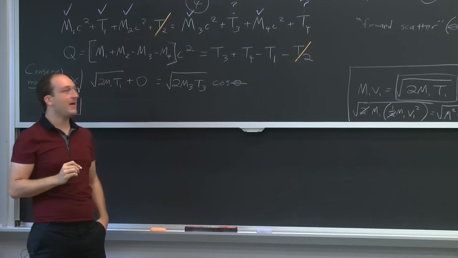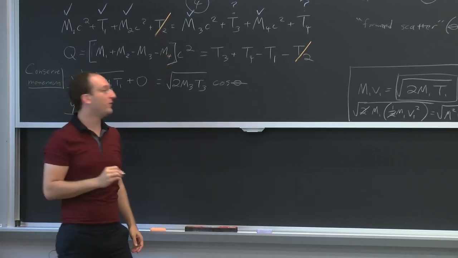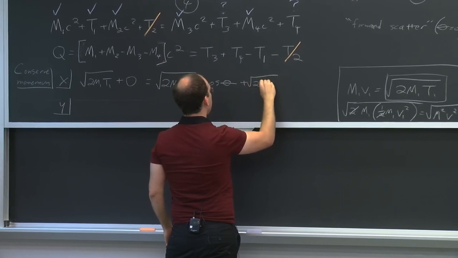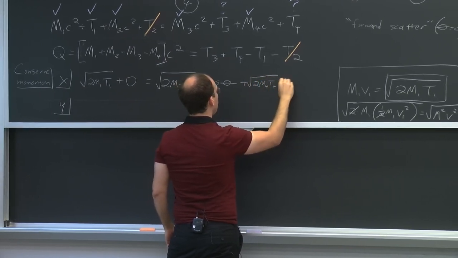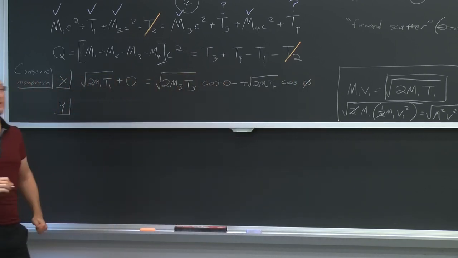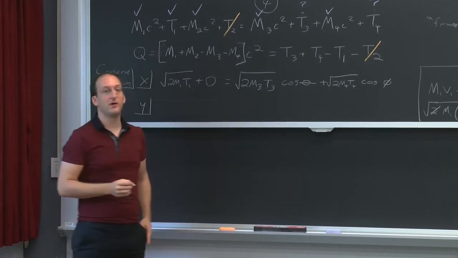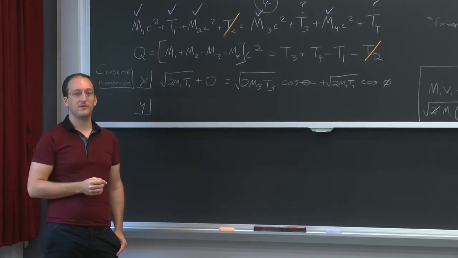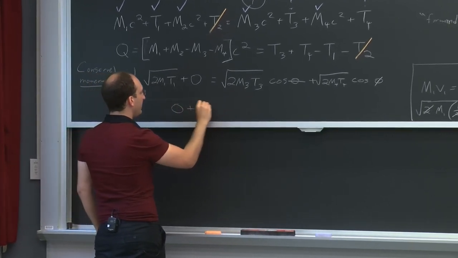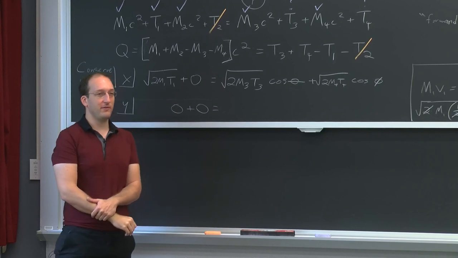And that's the x momentum of particle 3. And we've also got to account for particle 4. So we'll say add root 2 m4 T4 cosine phi. Now let's do the same thing for the y momentum. What's the y momentum of particles 1 and 2? Zero. They're not moving in the y direction to start. And how about particle 3?